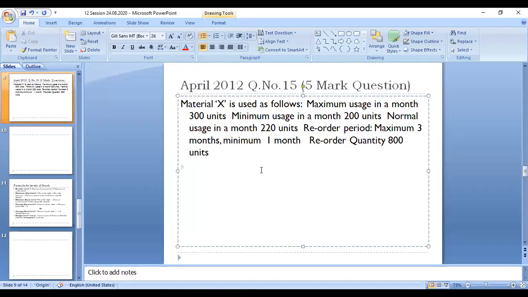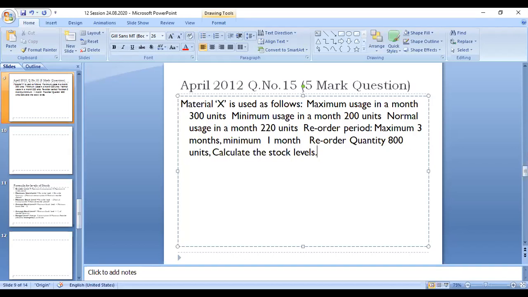Here the material X is used as follows. Maximum usage in a month 300 units, minimum usage in a month 200 units, normal usage in a month 220 units, reorder period maximum 3 months, minimum 1 month, reorder quantity 200 units. From this you have to calculate the stock levels. Nothing else is given in the question; you have to calculate the stock levels only.